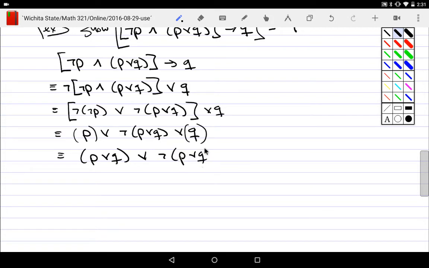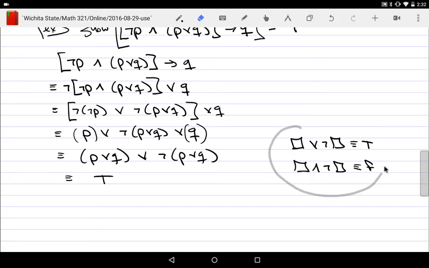One of the other laws that we have is the negation laws, which is if you have something or not that thing, that's logically true. If you have something and not something, that's always false. And so these are the negation laws. Well, I have something that's not pretty looking, it's P or Q, and I have not P or Q. Well, this or not this is simply true. And so for each of these, I've used different laws.